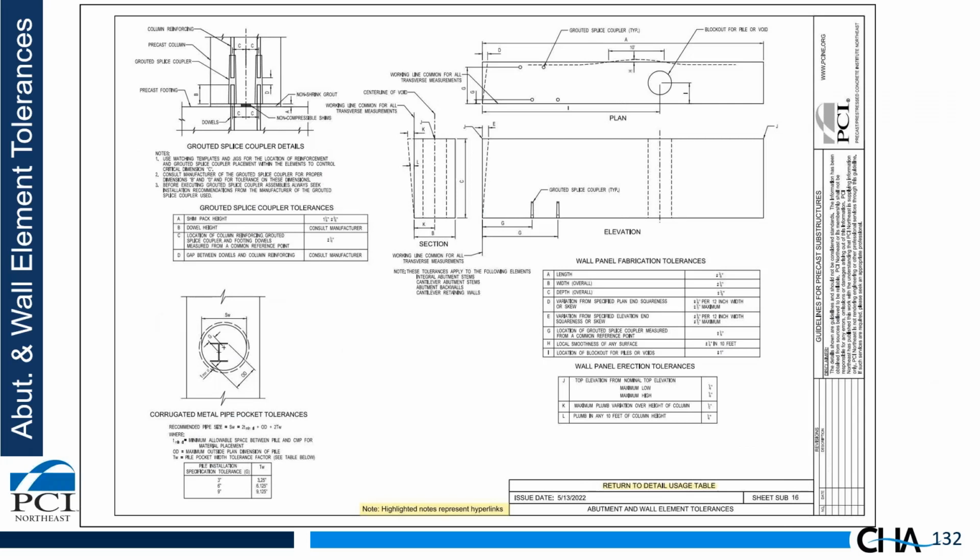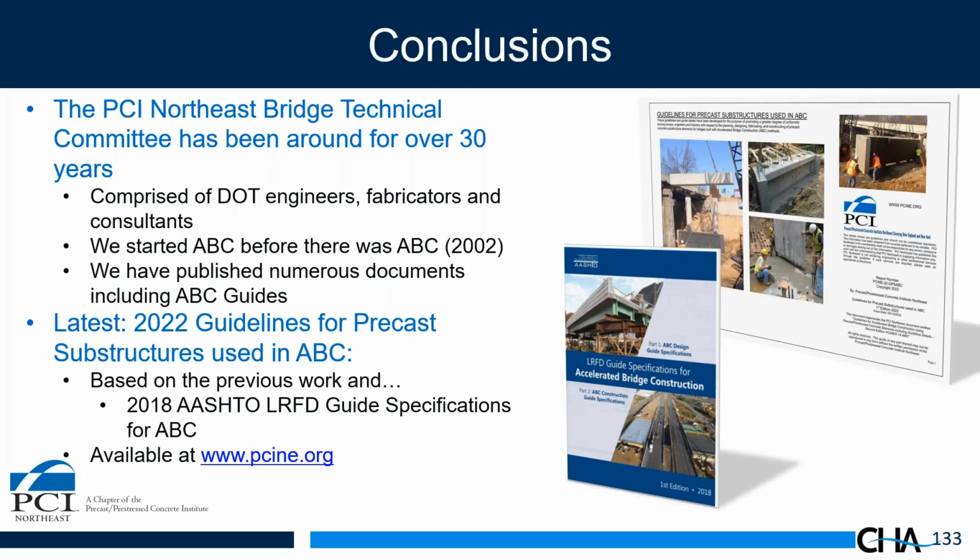In the lower left, you'll see a detail for sizing the void for an integral abutment for a driven pile, and the recommended size of that void is based on the driving tolerance of the pile combined with the size of the pile, and you can size the void diameter. So that wraps it up.